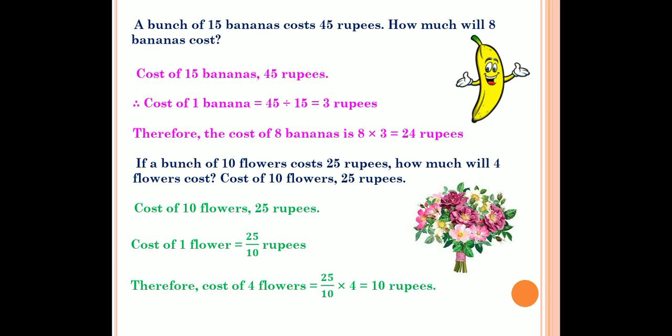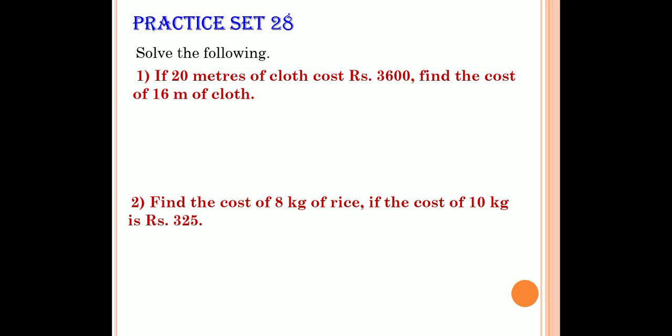So first we have to find the cost of one flower, and then we find the cost of 4 flowers. When you multiply, you find the cost of 4 flowers, that is 10 rupees. I hope this sum is also clear. Now let us move ahead with our practice set.